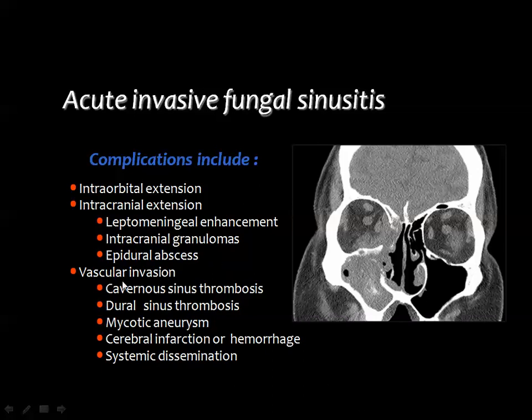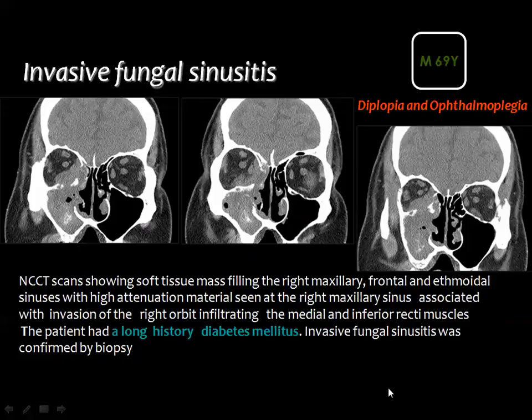In vascular invasion, especially the cavernous sinus, may lead to thrombosis, or the dural sinuses may also be thrombosed. The weakening of the arterial wall may lead to mycotic aneurysm, and thrombosis may lead to infarction or hemorrhage due to the dural sinus thrombosis, and also systemic dissemination.